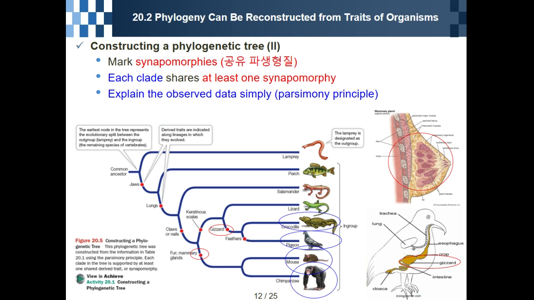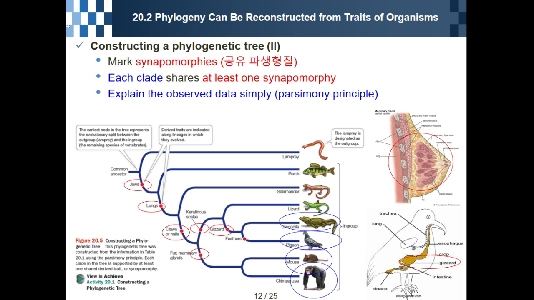Pigeon has a gizzard. They are composed of lots of sand. And crocodile also has this kind of organ, the gizzard. So this gizzard becomes the synapomorphism. Usually each clade, this is one clade, shares at least one synapomorphism. So in this clade, there are lots of synapomorphisms, like this.